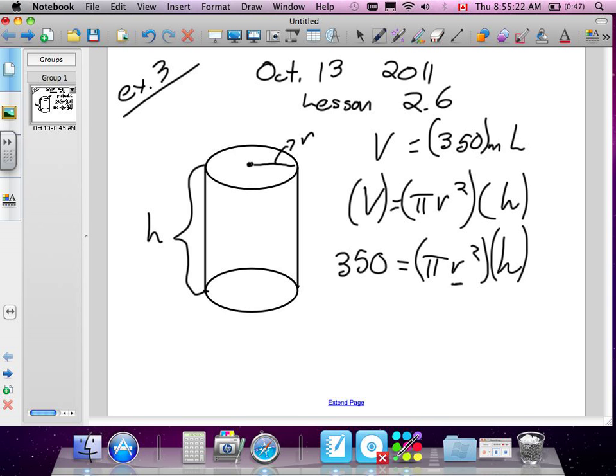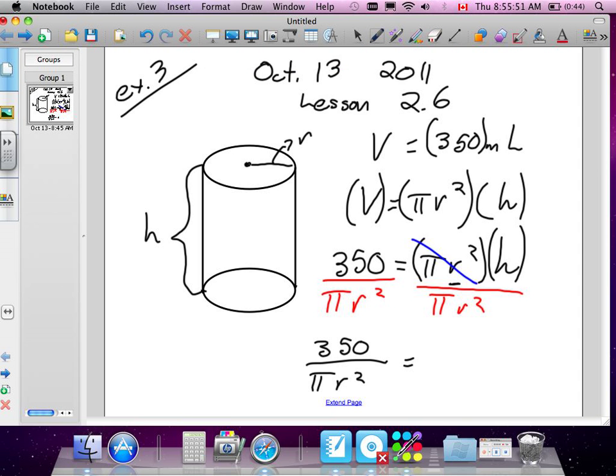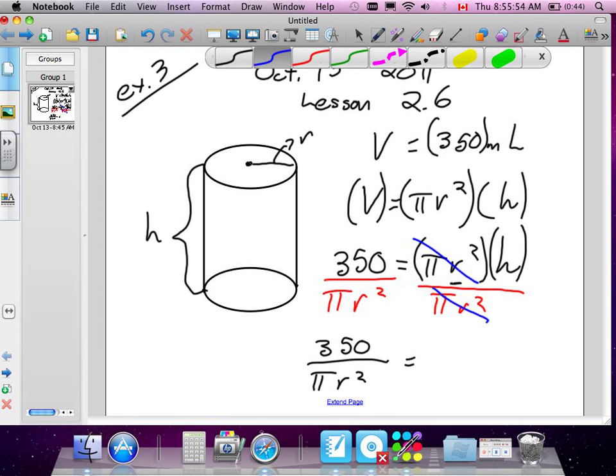What that means is I'm going to move this bracket here to the other side of the equation. And since this is a bracket times a bracket, in order to do that, I have to divide both sides of the equation by pi r squared. What that's going to give us is 350 divided by pi r squared. These two will cancel each other out, pi r squared and pi r squared, so I'm left with just h on the other side. So we've set this equation equal to h.